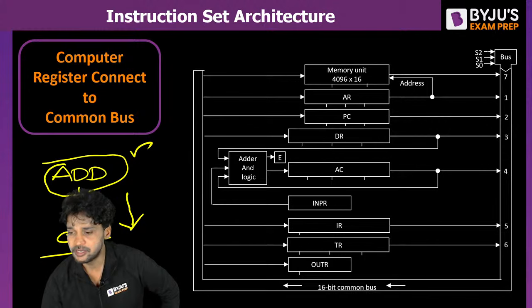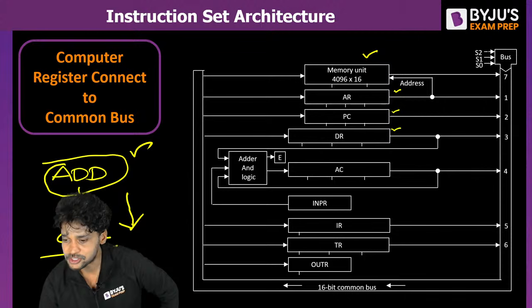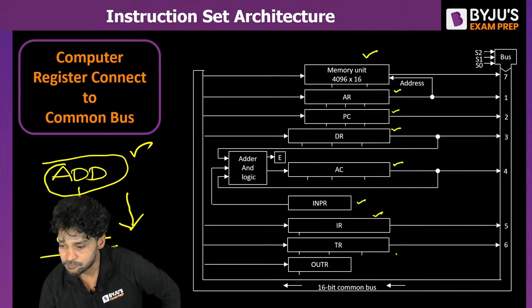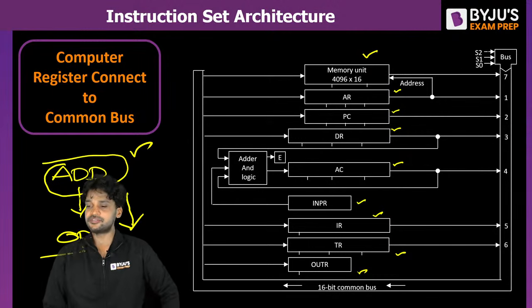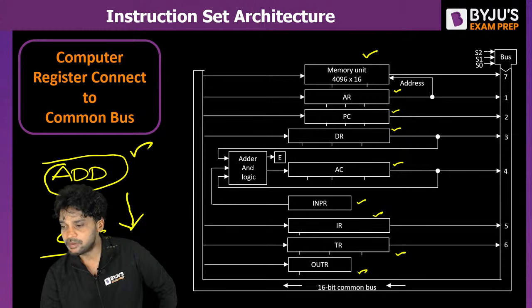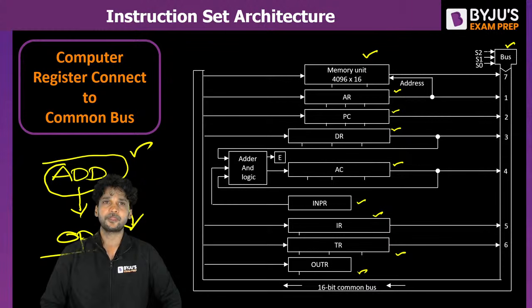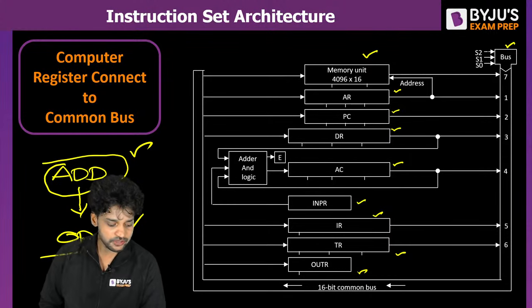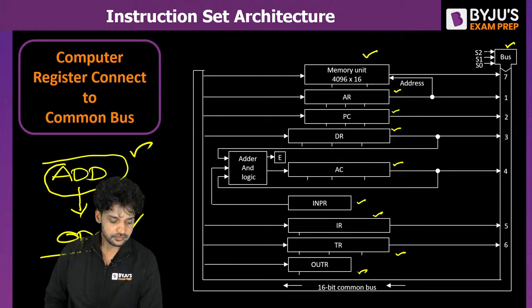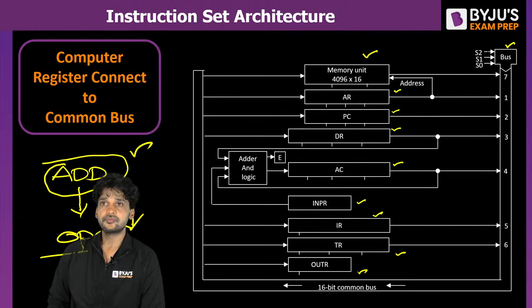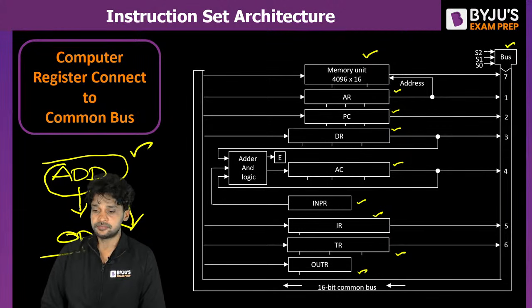First of all, I do have a memory unit. I do have an address register. I do have a program counter, data register, accumulator, input register. This is the instruction register, temporary register, output register. These are all interconnected by using the bus system. Is the bus system visible on the screen?